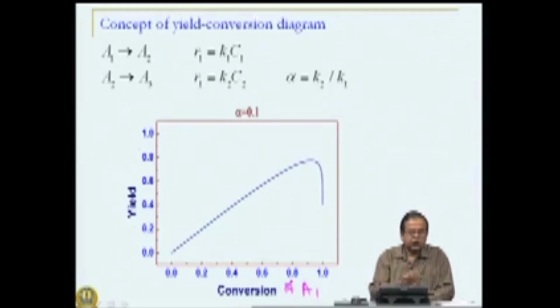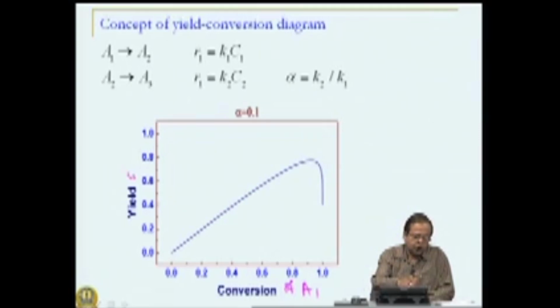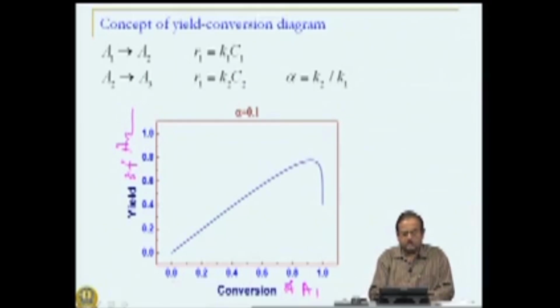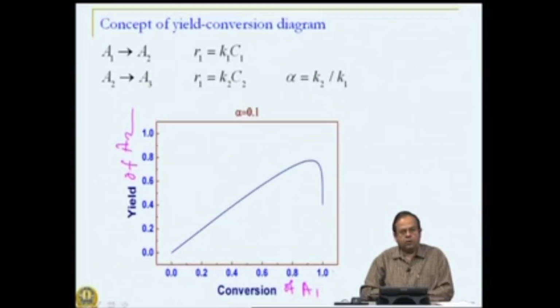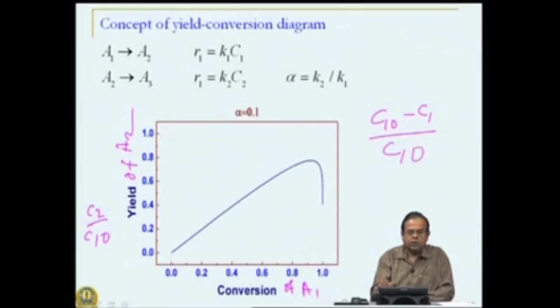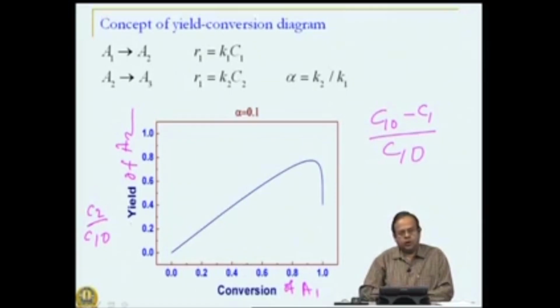and on the y axis we have yield of A2. So, we are looking at yield of A2 versus conversion of A1. How do we define yield? Suppose we are doing a batch reaction, this is nothing but C2 by C10, and how do we define conversion? We had done this earlier. We have defined conversion as C10 minus C1 divided by C10. So, we are looking at these two behaviors.